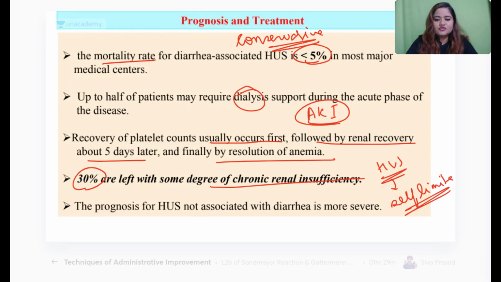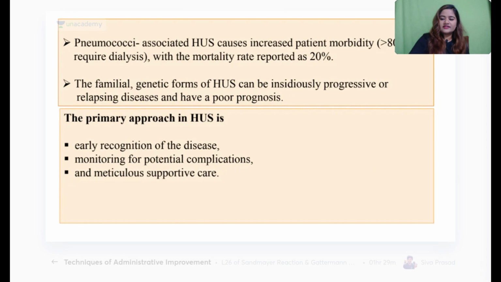The prognosis of HUS is not associated even if diarrhea is severe. It is an autoimmune reaction which can occur in any patient. So ऐसा नहीं है किसी को बहुत ज़्यादा diarrhea हुआ तो उसी को HUS होगा. It can occur to anybody as a complication of diarrhea. Even if it has occurred due to pneumococci, the associated HUS causes increased patient morbidity with the mortality rate of 20%. ठीक है. So pneumococcal का भी बहुत ज़्यादा mortality rate नहीं है.